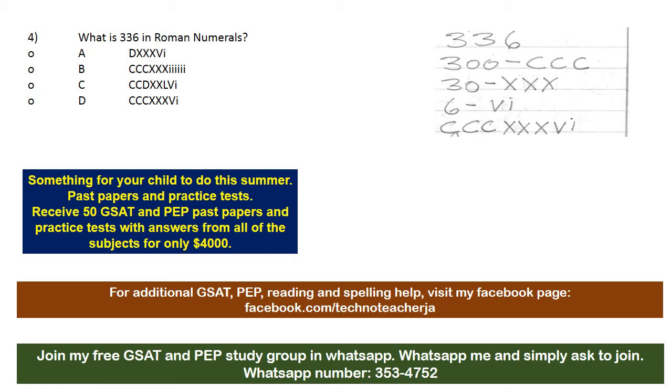Okay, let's recap these a little bit. Remember, the letters I, X, C and M may be repeated only 3 times. So XXX is 30. Next, the letters V, L and D can be used only once.